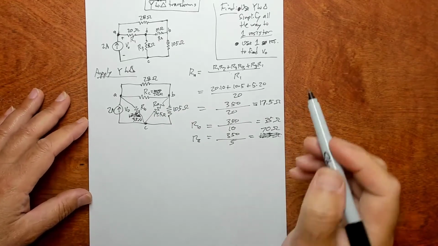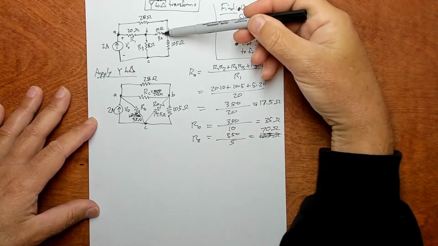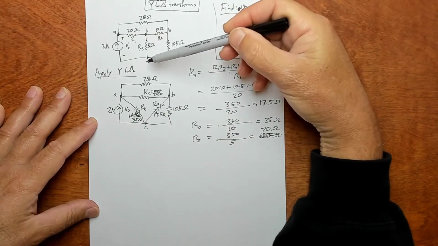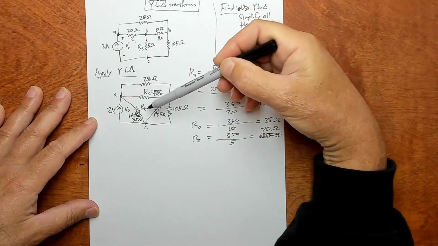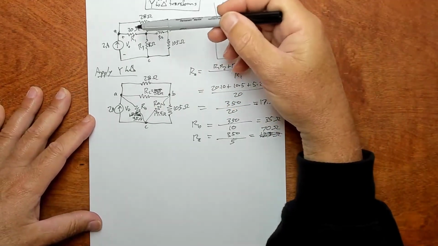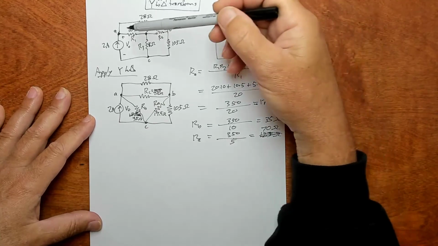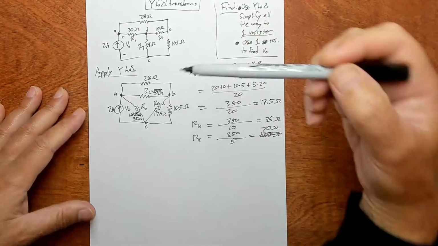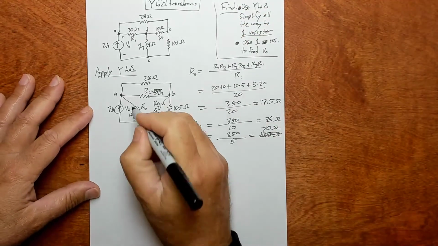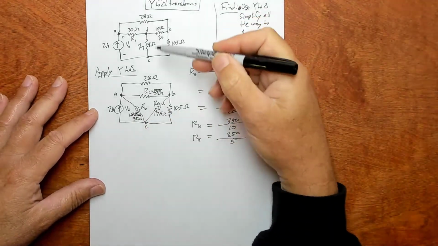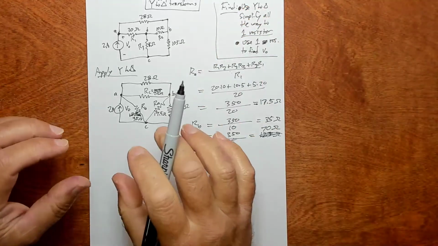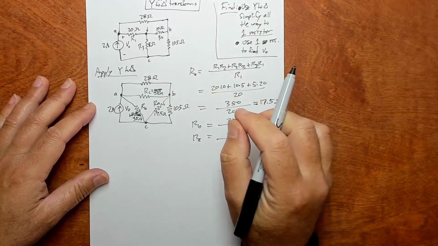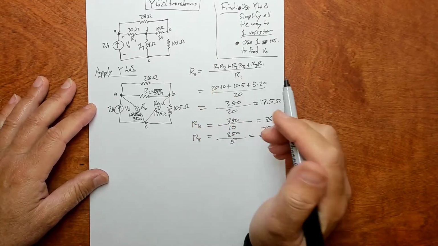Okay. So what we did is we applied a Y to delta transform to the Y between A, B, and C, and we turned that into a delta between A, B, and C. It's a better way to say it. And that transform from Y to delta sort of cracked open the circuit, so now we can do simplifications. Simple series and parallel simplification.